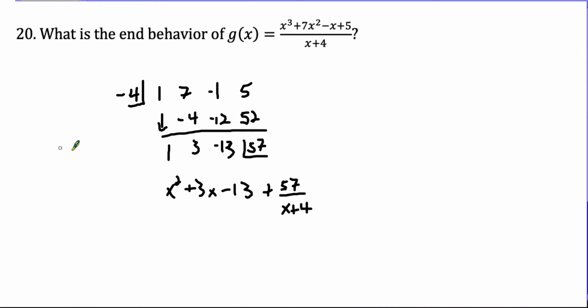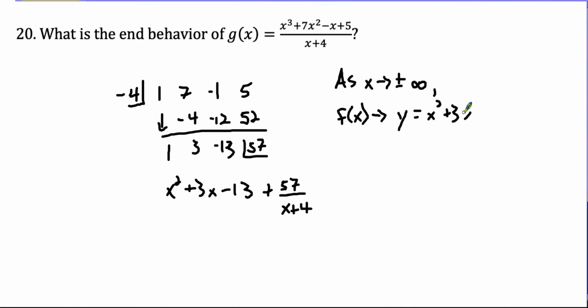Now, the end behavior comes from my result here ignoring the remainder. So what I can say here is as x approaches both positive and negative infinity, f of x approaches the function y equals x squared plus 3x minus 13.